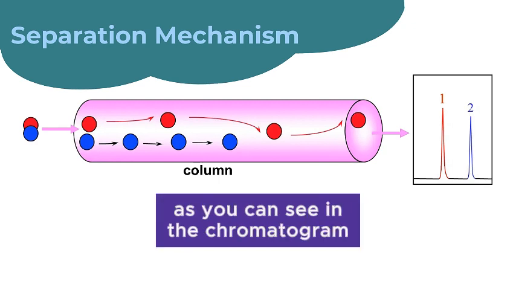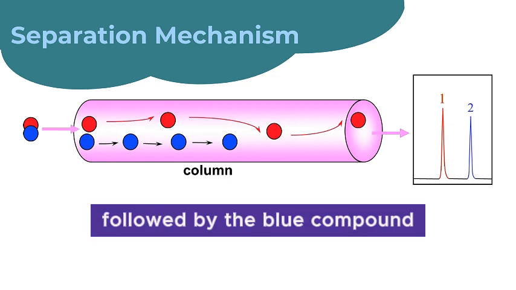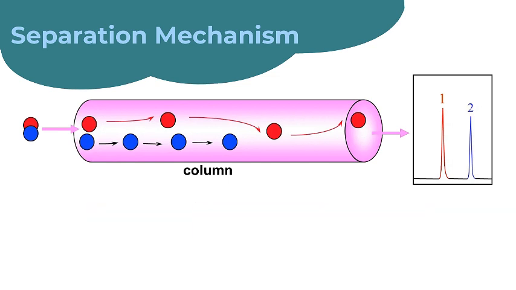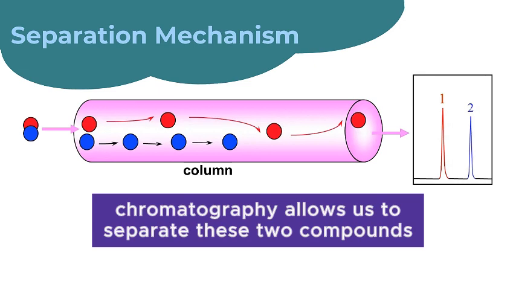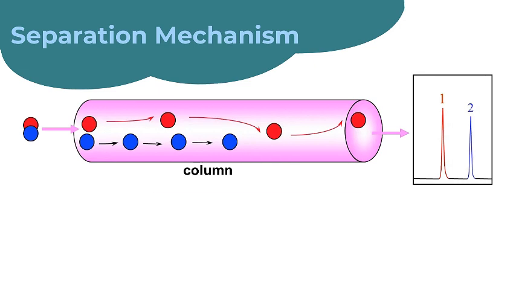As you can see in the chromatogram, the red compound elutes first, followed by the blue compound. In this way, chromatography allows us to separate these two compounds, achieving our goal of separation.